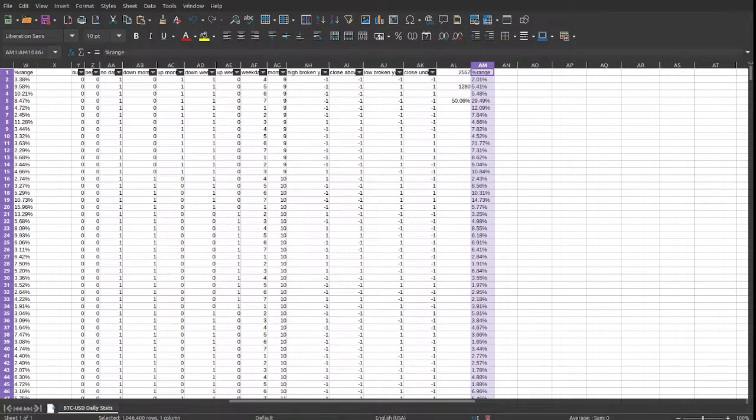That's at 50%. Let me make sure. Okay. Because I wanted to make sure that I'd done that on the weekly and not the daily. So this is a 50%. This is our follow through, close above, right? In a bull market.